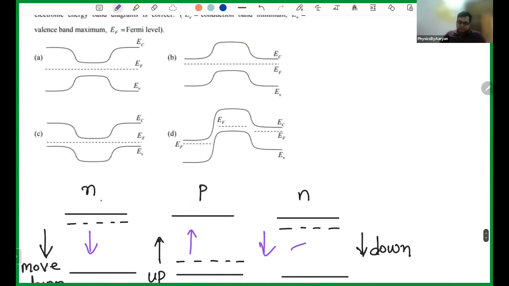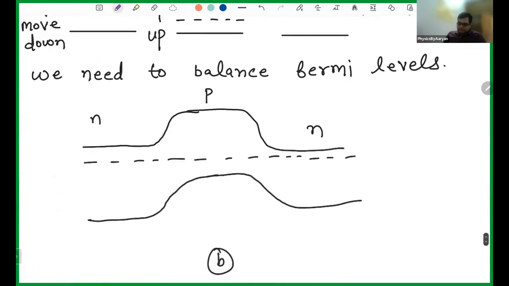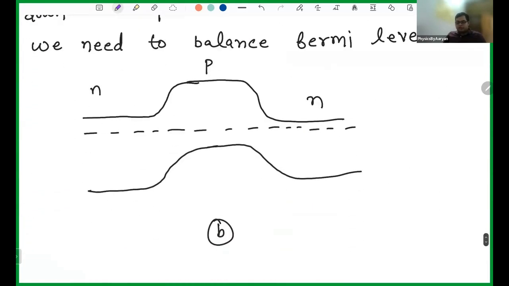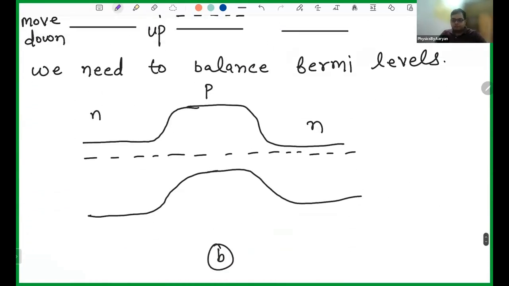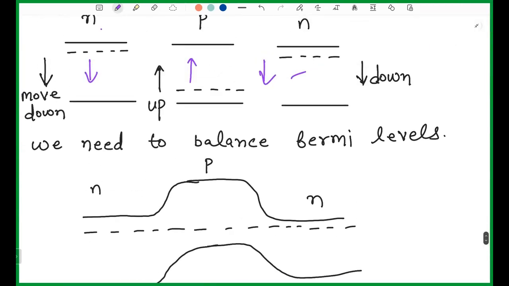And which diagram is that? This went down, and this went up. So which diagram is that? This is the diagram which is option B. So now, just by looking at the diagram, you can figure out how to solve the question. Clear, everyone? The concept behind that, how I solved this?